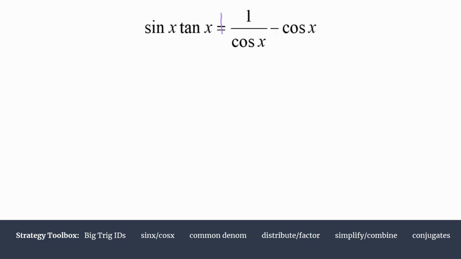So let's draw a vertical bar. That way we aren't tempted to work on that left-hand side. We cannot change that at all. And I like to, instead of rewriting it, represent it as LS or left side.